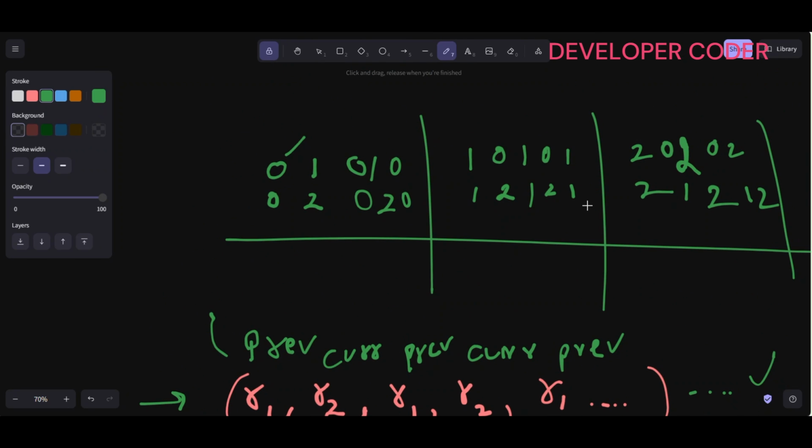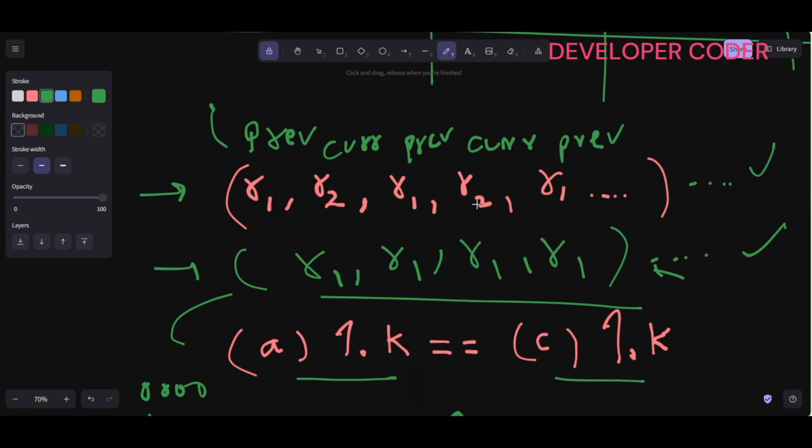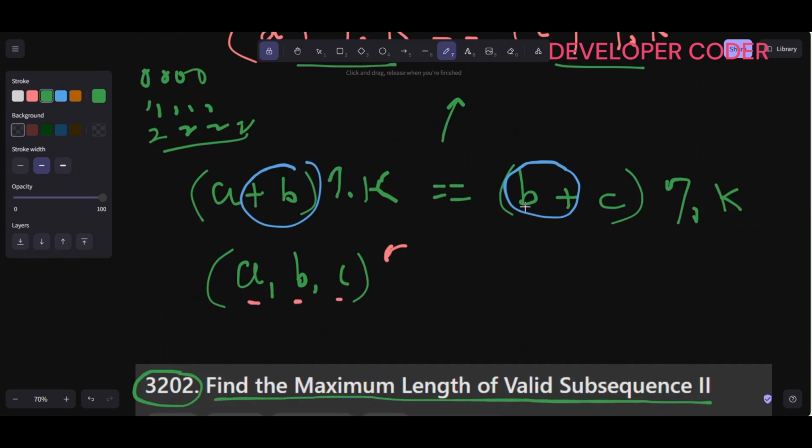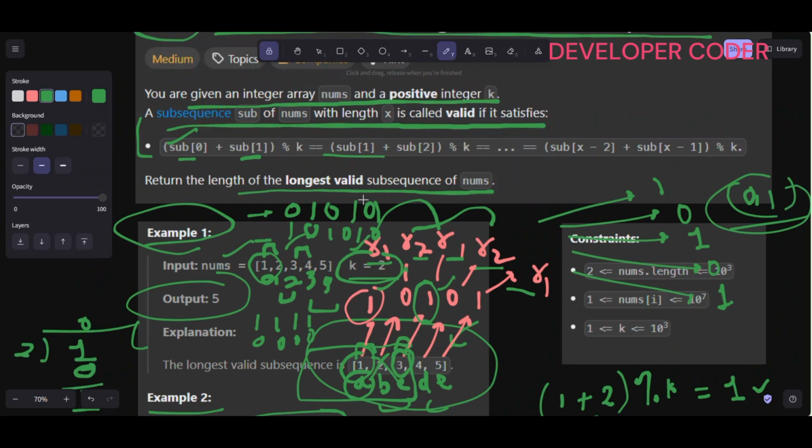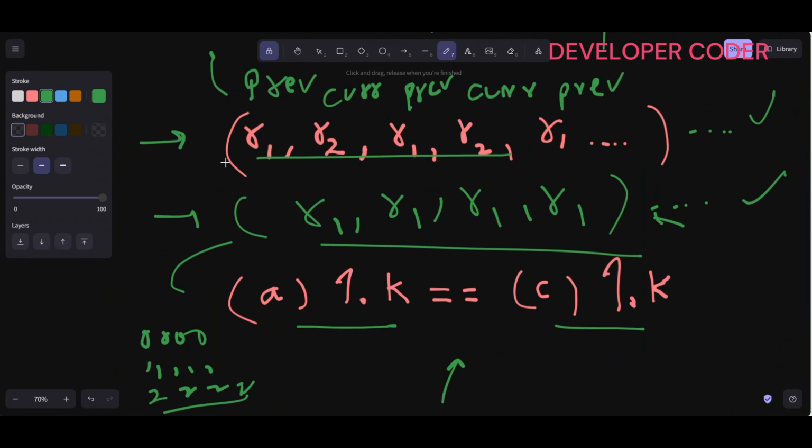Is there anything left? 2 1. Okay, I don't think so, so these are the possibilities. These are the only remainders that we need to check. So from here I can conclude that I can simply use one DP.